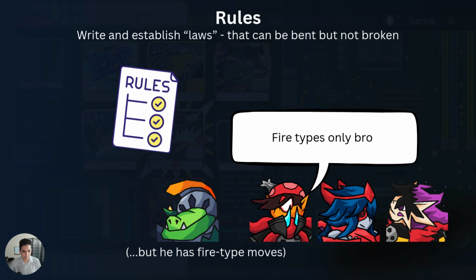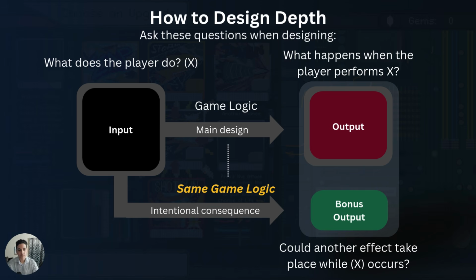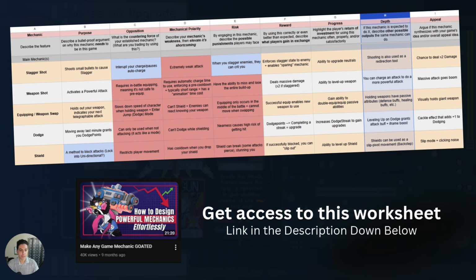So just bear in mind, rules are going to be bent but not broken. In other words, try to figure out what I can do to really leverage what I currently have without adding as much as I need to. So basically, this is the framework that you're going to use. You have an input, an output, and the game logic has the ability to produce another output using the exact same logic. There's this other video that I made called Making Any Game Mechanic Goated, which has a downloadable worksheet.